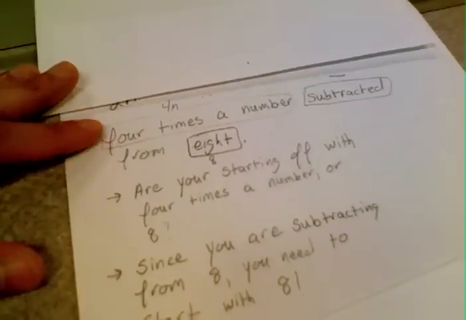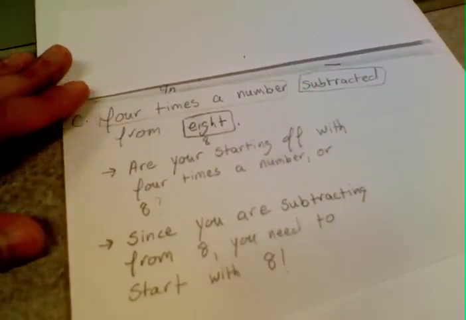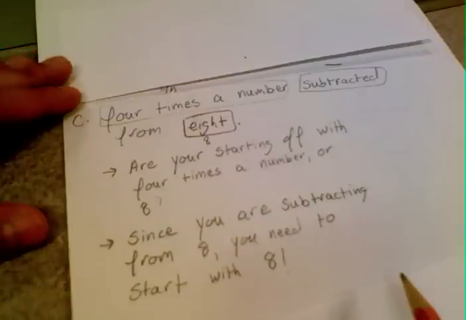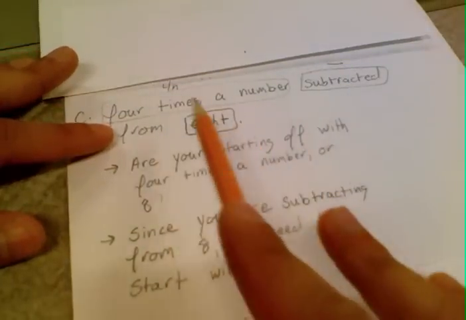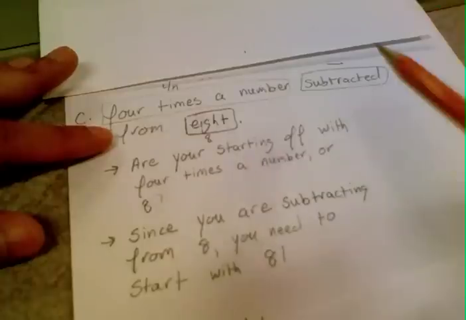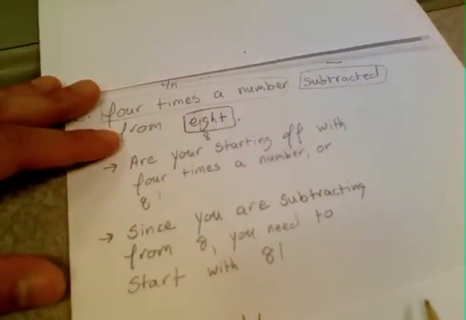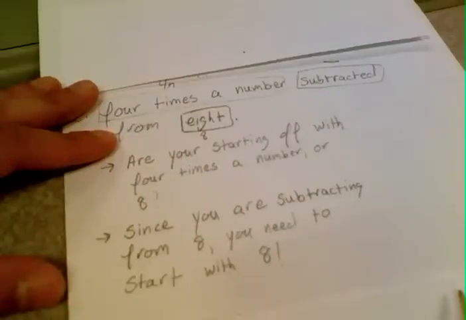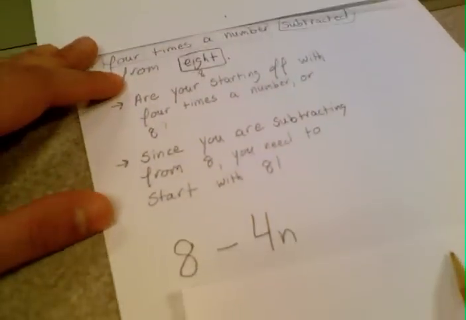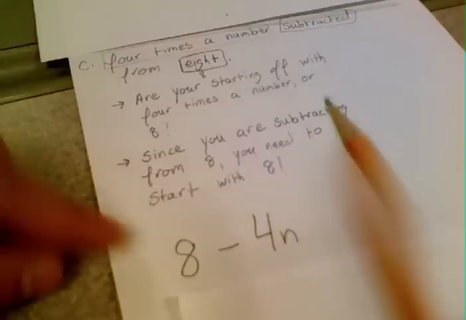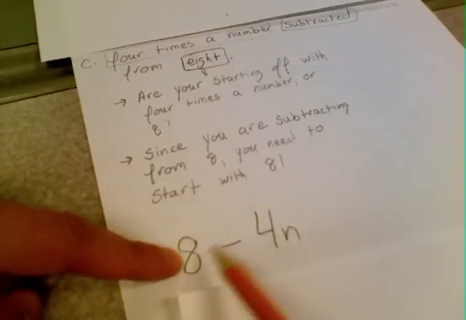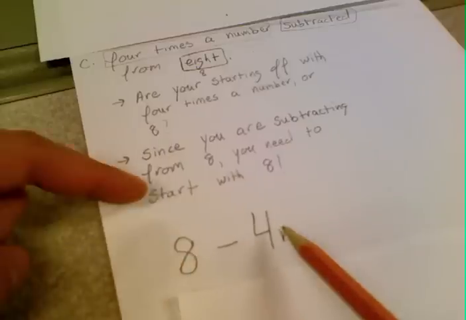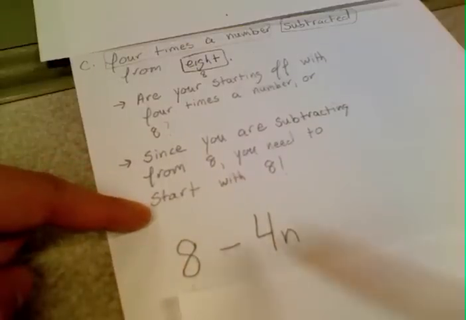Well, since you are subtracting from 8, you need to start with 8. Why? Because it says 4 times the number subtracted from 8. Subtracted from 8. That's why the 8 goes first, because you are subtracting from 8. All right? So my 8 is going to go first, and then my minus sign, I'm subtracting from 8, and then I'm going to put my 4n, 4 times the number.